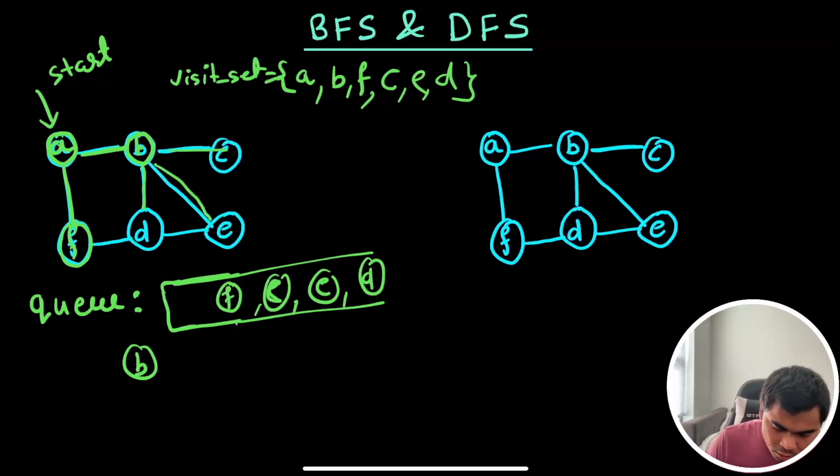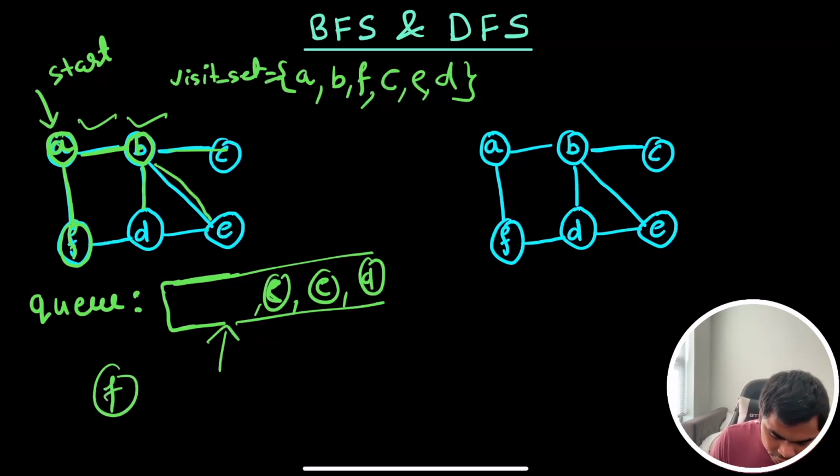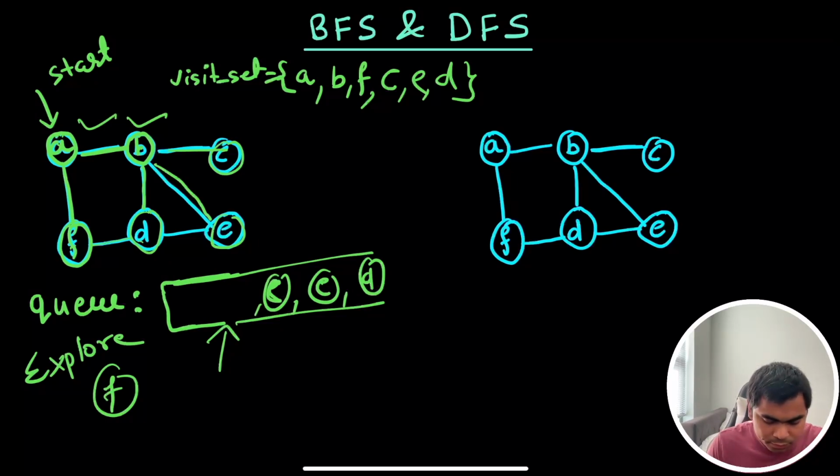Remember, now my queue has more elements that need to be explored. I have explored all the elements of B, so B is done exploring, A is done exploring, and I will get rid of B. Now I pop the next element from the front of my queue, which is F. To explore F, I check what its neighbors are that need to be visited. D is already in my visit set, so I don't need to visit it. I'll just finish with F and pop out the next element, which is C.